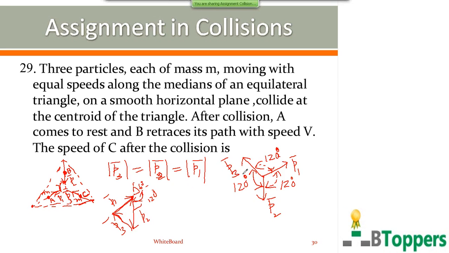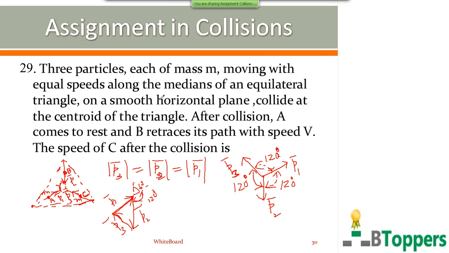You are supposed to remember that. In case you don't remember, at least try to remember from now onwards. The conclusion is that if three vectors have the same magnitude and are inclined to each other at an angle of 120 degrees, then the magnitude of the vector sum is 0. That means the total momentum of the system of three particles before collision is 0.